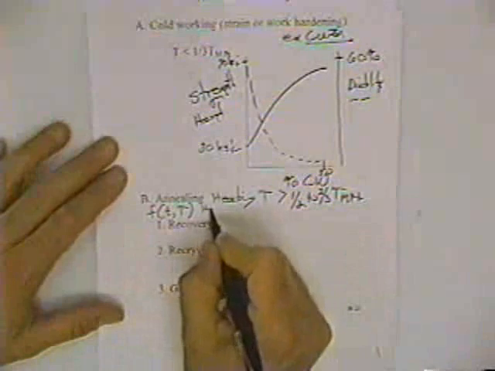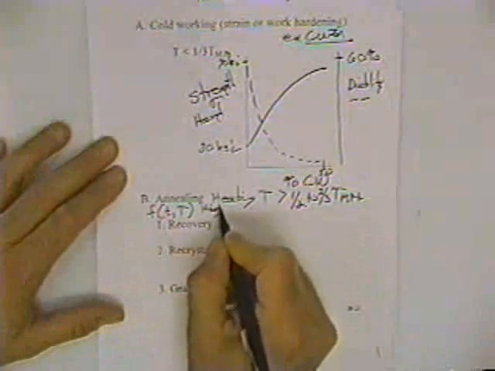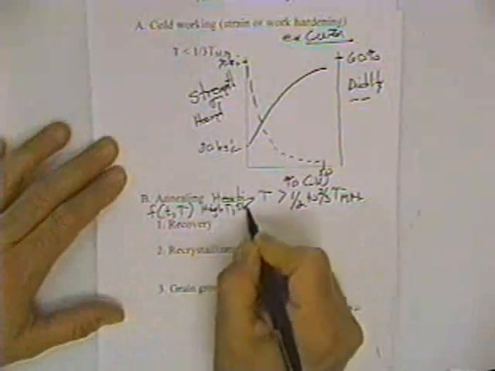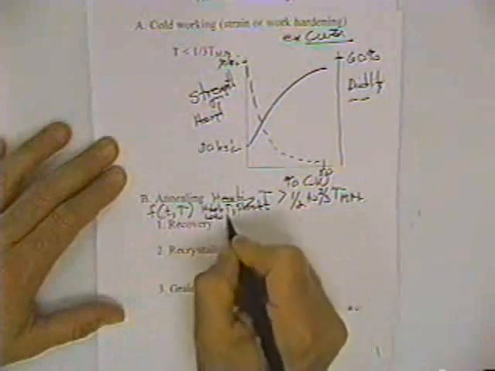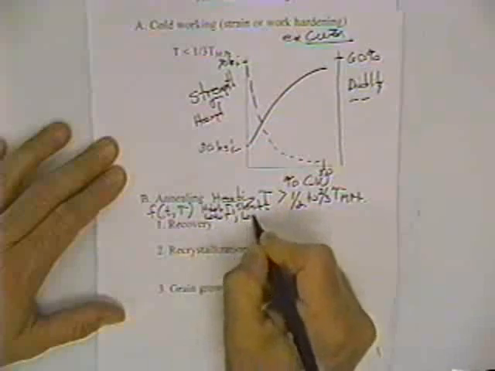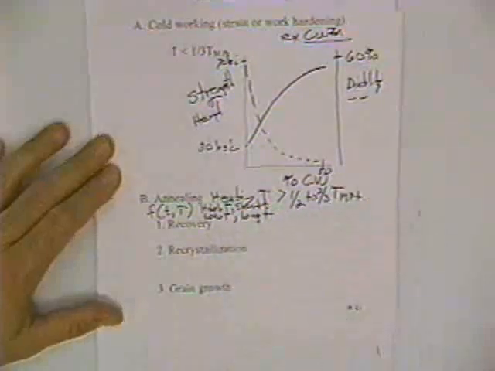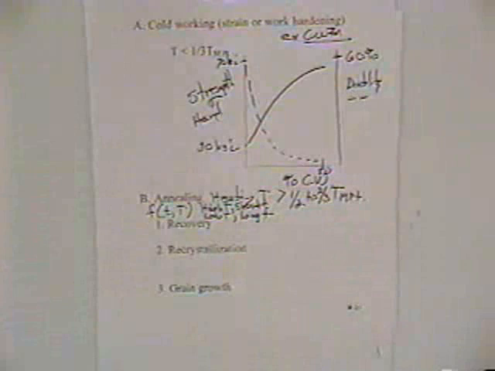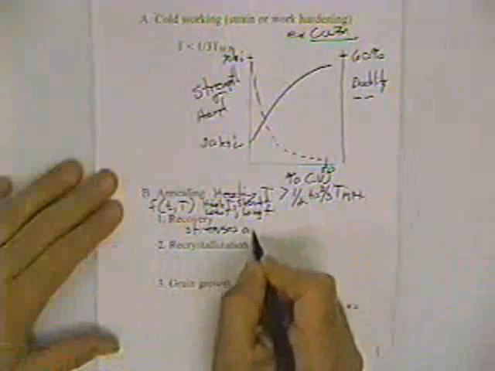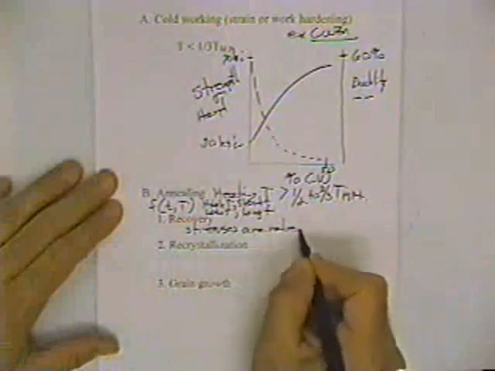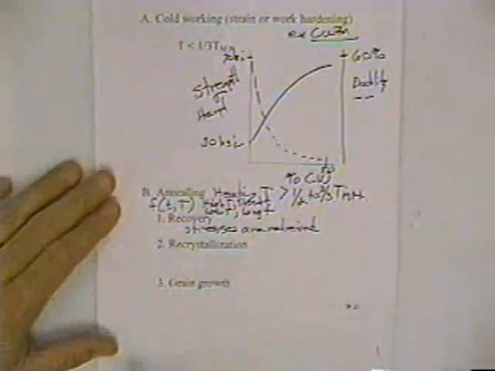You can use high T, short time, low temperature, long time. And the process of annealing involves three stages. Recovery, where stresses are relieved.